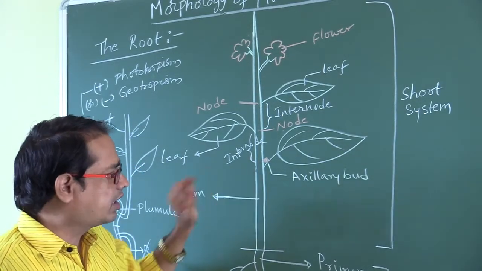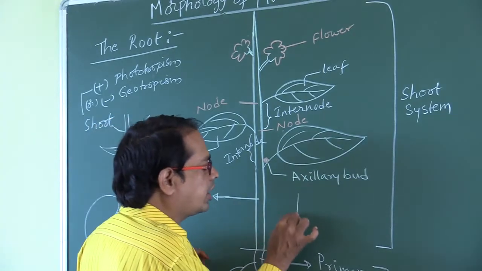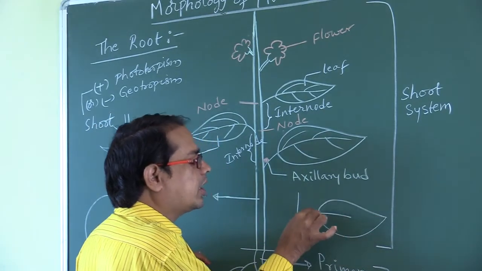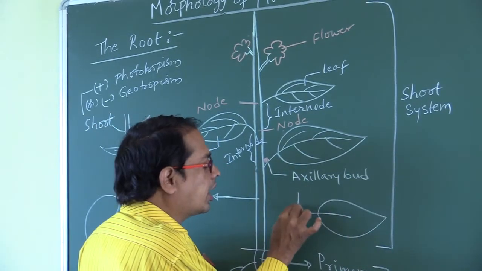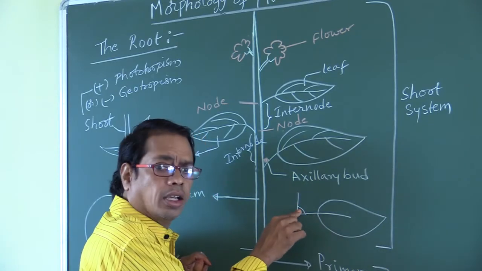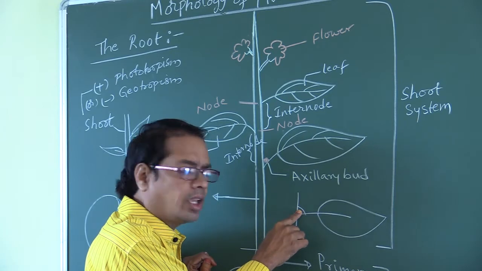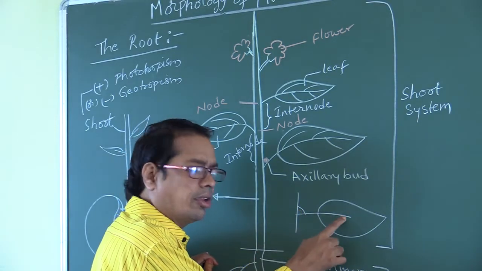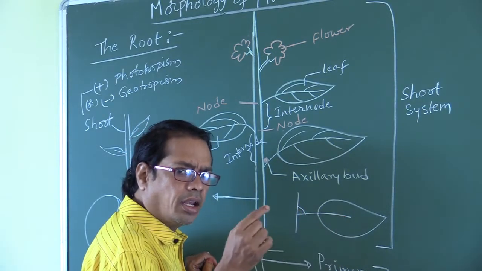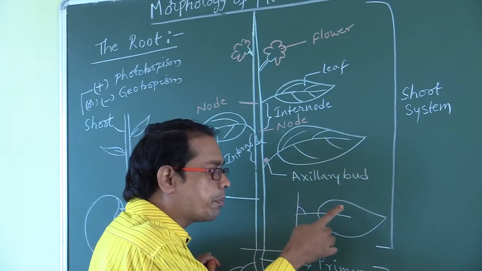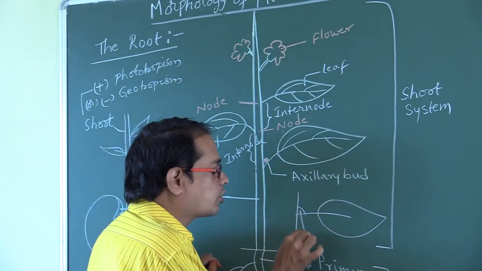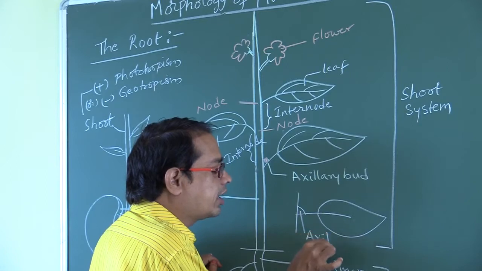And what is an axil? Let us suppose this is a leaf. Here this is the upper angle between the stem and the leaf, or the angle between the stem and upper surface of leaf. This is so called an axil.